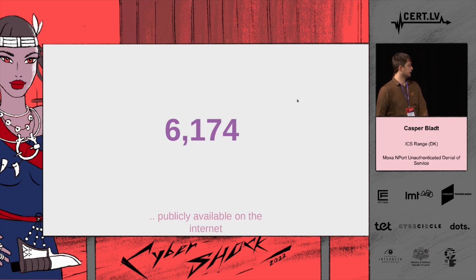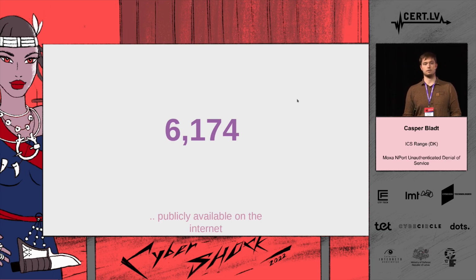6,174 is publicly available on the internet, according to Shodan. And to IT people, that might not seem like a lot. If you were to look up some Cisco device or something related on Shodan, you would get way more results. But in this world, that is really much. And when you compare to some of Moxa's competition on the market in serial device servers, they get like 30 hits, or one of them even 1,500 hits. So it's still way less than Moxa.